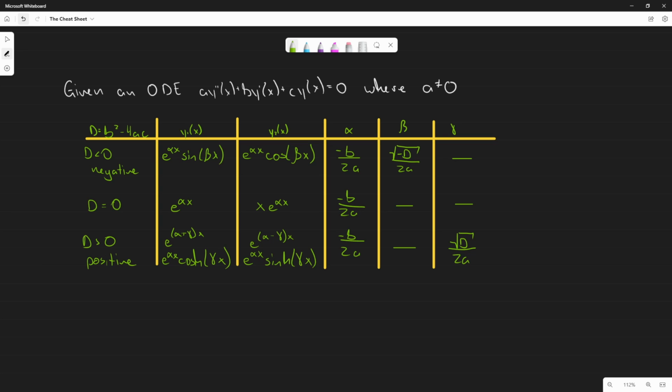This simple table will solve your ODEs so much quicker, and I'm about to show you in a couple of examples. So let's jump straight into those right now.